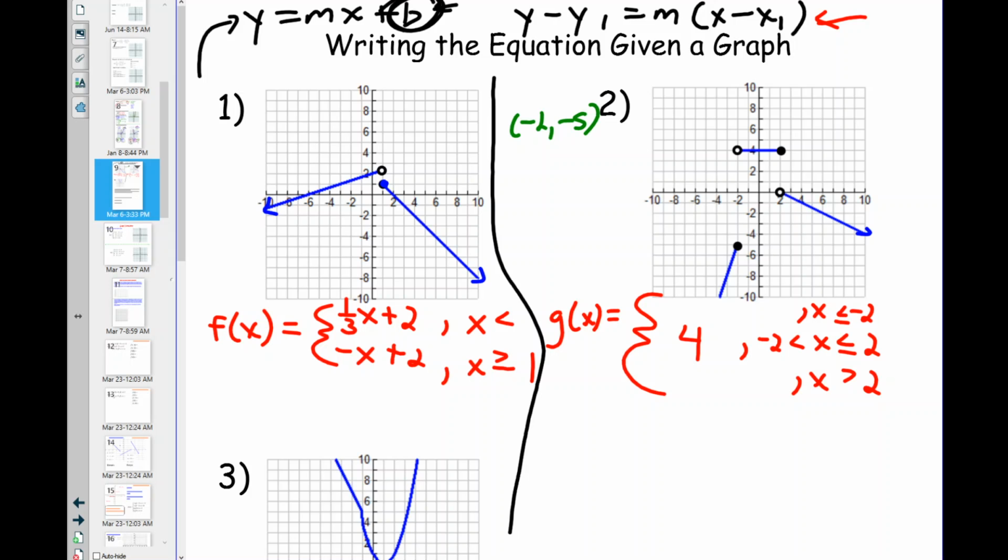Where are you at, Emily? It looks like -3, -8 is the only other one I can kind of see there. -3, -8.